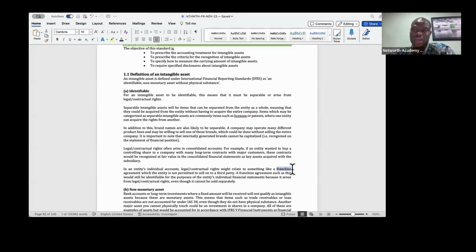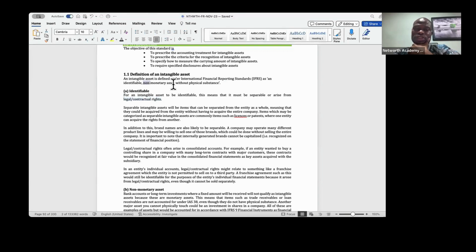So I cannot now go and sell it to another school. That means I want to sell this Harvard. No, it's not separable, but it's an intangible asset in my books because it is arising from contractual or legal right. Okay, so that's the first part of this definition, identifiable. Identifiable is either it is separable or it is arising from legal or contractual rights. And I'm giving you examples of this type of asset.